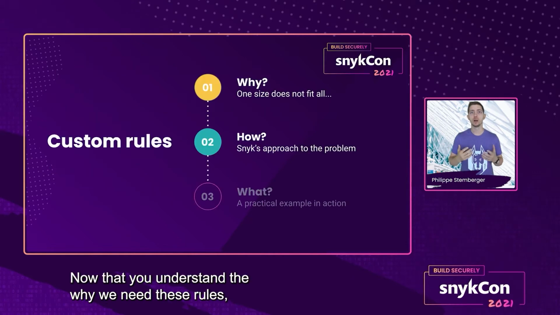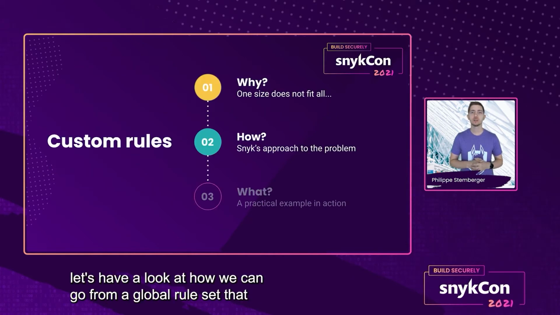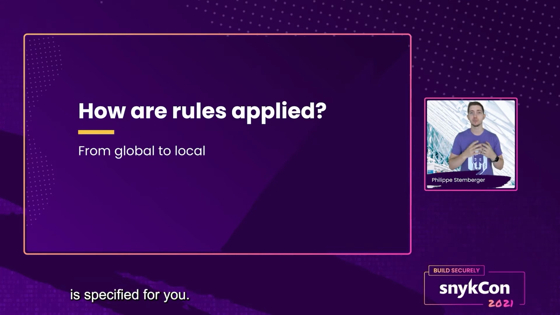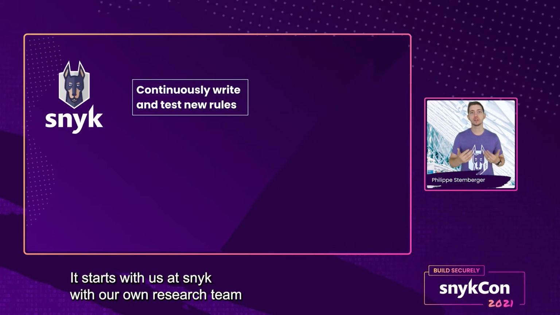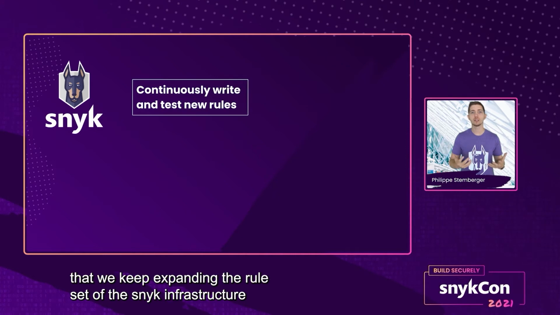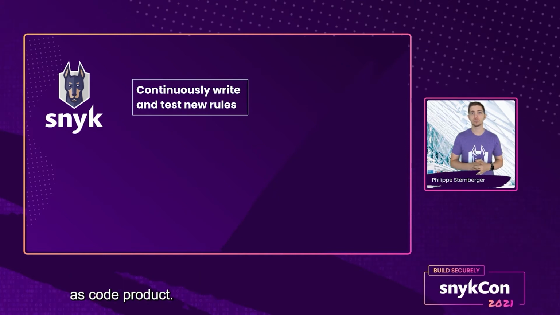Now that we understand why we need these rules, let's have a look at how we can go from a global rule set that applies to every customer to something localized that is specified for you. It starts with us at Snyk with our own research team that continuously builds and tests new rules to make sure that we keep expanding the rule set of the Snyk Infrastructure as code product.